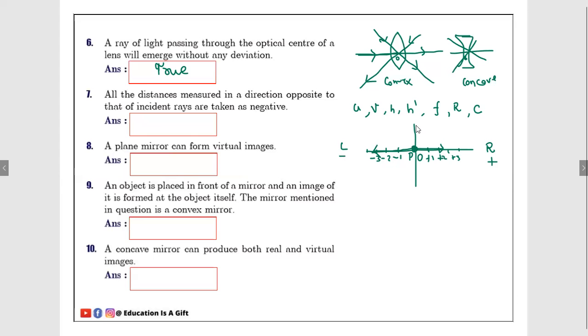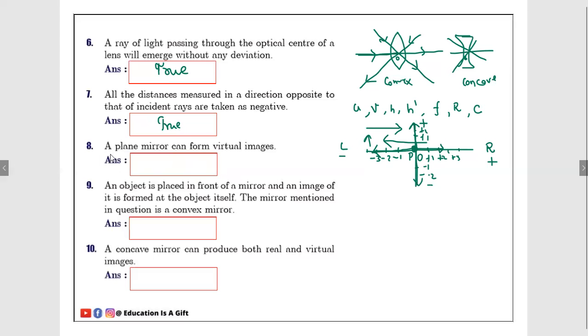And from optic center, if you are moving up, it will be positive. From optic center or pole, if you are moving down, it will be negative, because here you will get +1, +2, and here -1, -2. Now what they are asking: all the distances measured in the direction opposite to that of the incident ray are taken as negative. If you place any object, and the incident ray is passing like this, and you move opposite to the incident ray, it should be negative. Yes, so the answer is true.